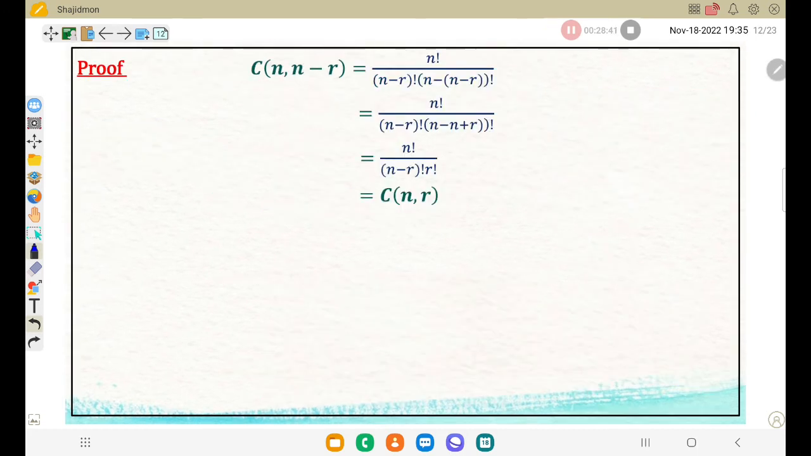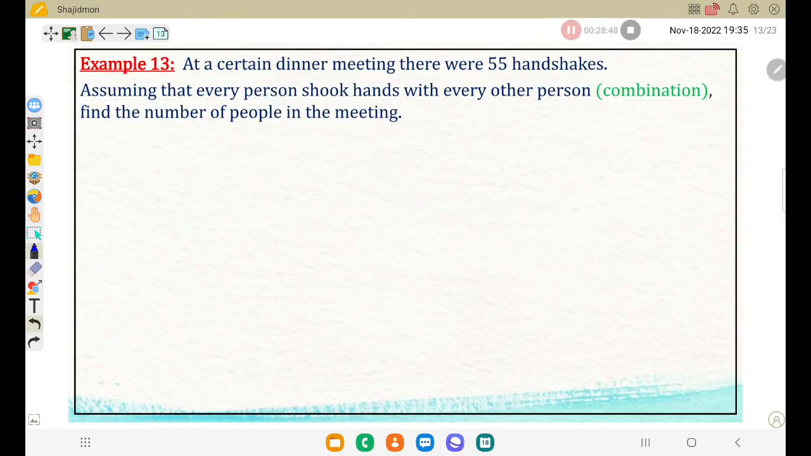Now the proof is given here if you want another page. Okay, now the example number 13. Example number 13. This is important example. Okay, for in the combination topic, this is important example. You can see at a certain dinner meeting, there are 55 handshakes are there.